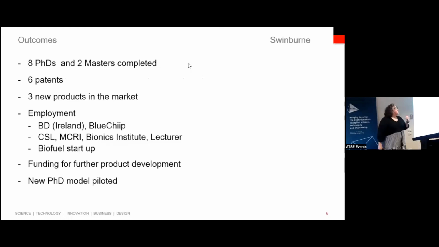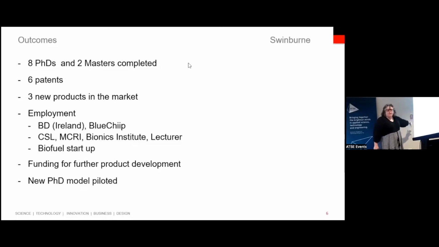So out of this, we completed 8 PhDs and 2 masters. There were 6 patents generated, 3 new products that are in the market as a result. We've got employment in industry. We've got employment in local industry. We've got a biofuel startup that's come out of it as well.